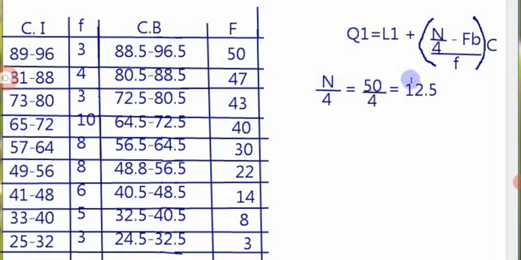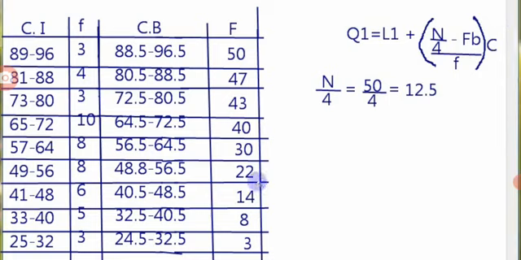So we now compute 12.5. Where can we see it in the cumulative frequency? You can see 12.5 in 14. So that gives us the quartile group.